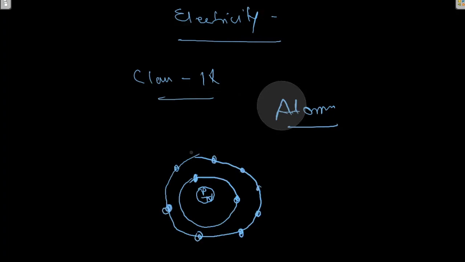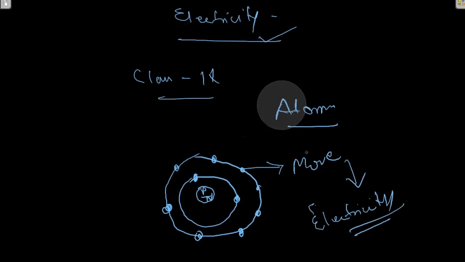electrons, right? So why am I talking about these electrons if our chapter is electricity? The main thing is when these electrons move, then something is produced which is known as electricity. So how can we define the word electricity? We can define electricity as the movement of electrons. What is electricity?